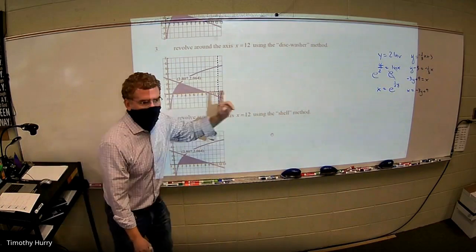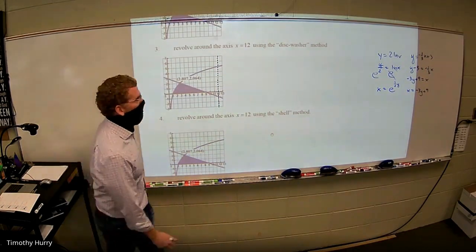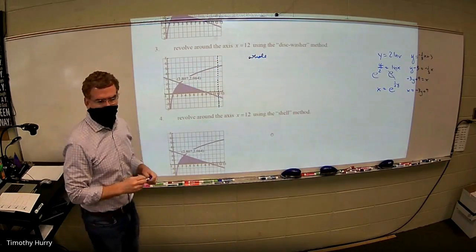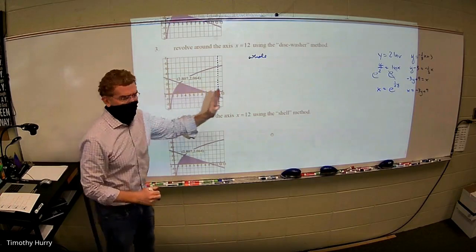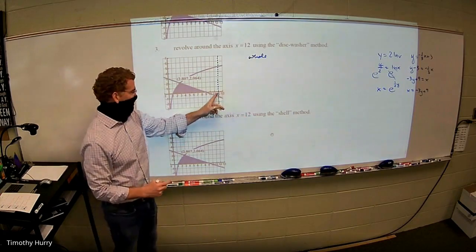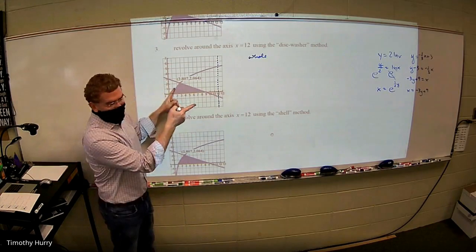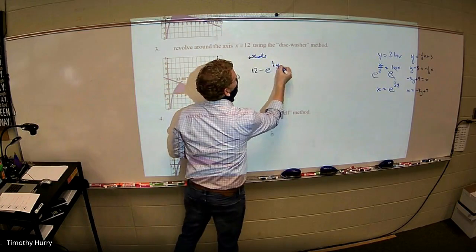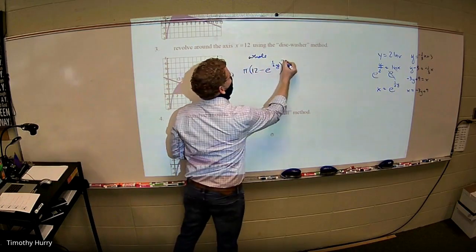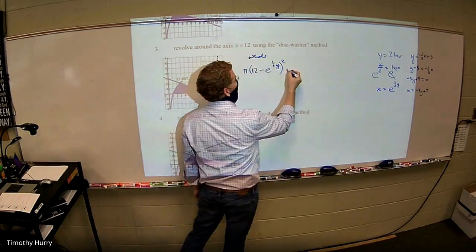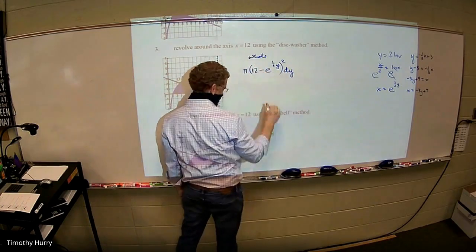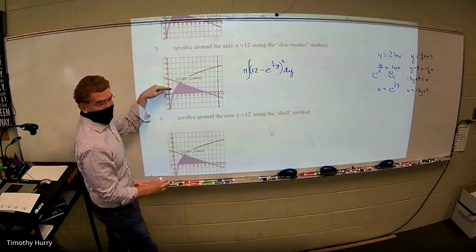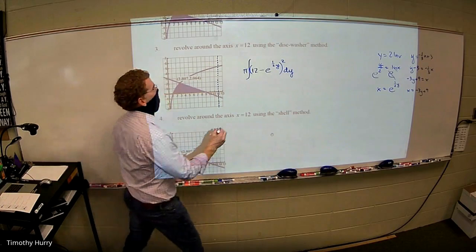So I'm rotating. What am I doing? So I've got to do the outer. So my radius is 12 minus that e function. So 12 minus the e. So pi, that's squared. Don't forget a dy this time. And what am I integrating from? Yeah, 0 to the y value now. 0 to 2.604.